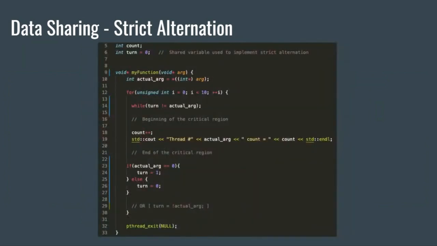And this is just an example of strict alternation in the code. As you can see at line 14, you have your while loop. That's where the thread whose turn it is not yet is waiting. The count plus plus and std::cout, that's your critical region right there, because as you can see at the very top at lines 5 and 6, count is a global variable. Because of that, you would consider that section of code, lines 18 and 19, your critical region. And then after the critical region, you have your if-else statement checking what the value of turn is and changing it so the next thread can have their turn.